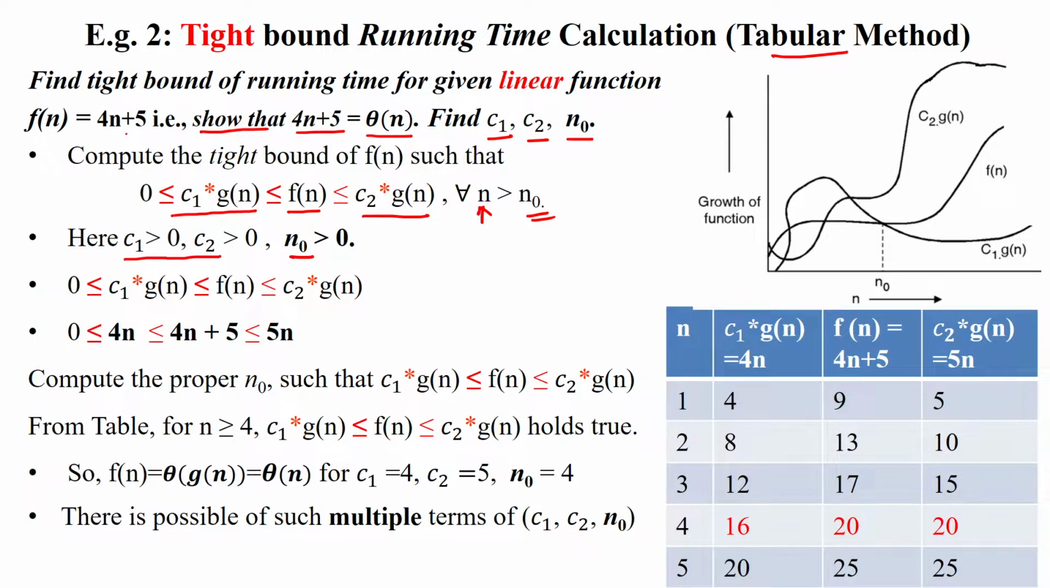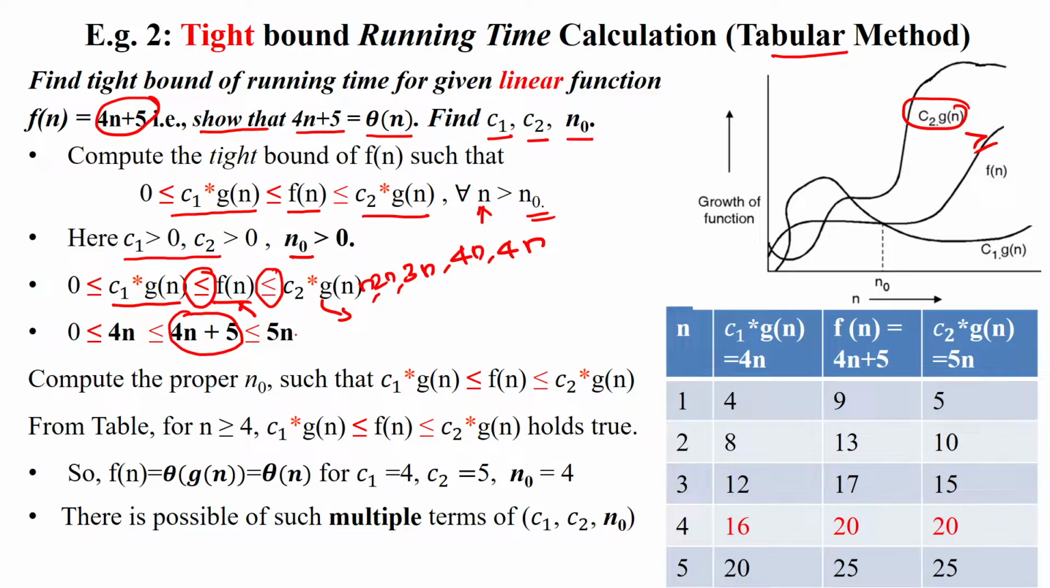We will substitute the given linear function 4n plus 5 in the place of f of n. So we have substituted 4n plus 5, and here the left side c1 into g of n should be less than or equivalent function. So for 4n, equivalent function is 4n, and the previous smaller functions are 3n, 2n and n. Like that, for c2 into g of n, f of n is smaller than c2 into g of n, that means c2 into g of n is greater than f of n.